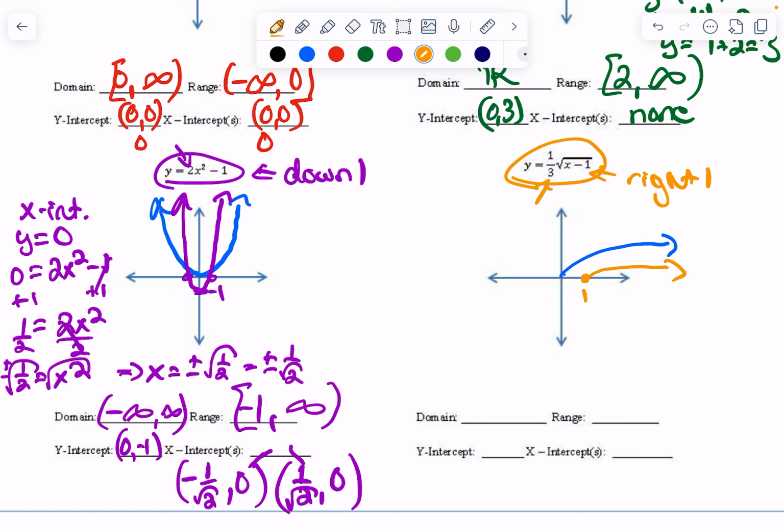Our domain starts at 1, so 1 included, 1 to infinity. Range starts on the x-axis, so going from 0 to infinity. Now, looking at the y-intercept, this does not cross the y-axis or touch it, so there is no y-intercept. For the x-intercept, that's going to be the ordered pair (1, 0).